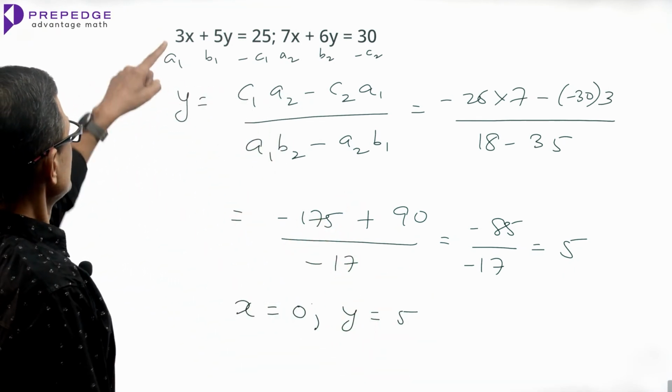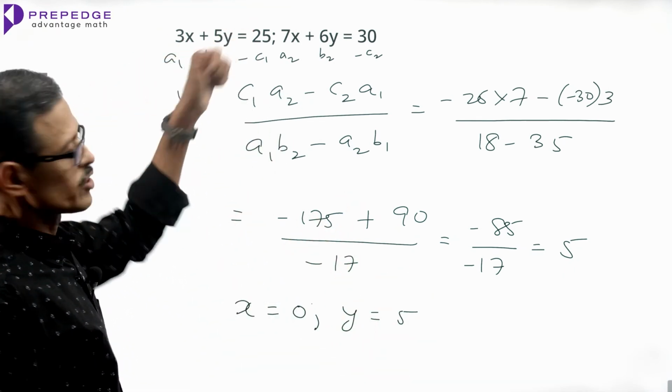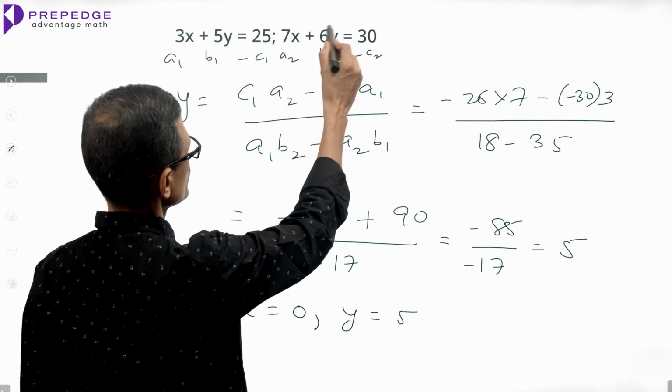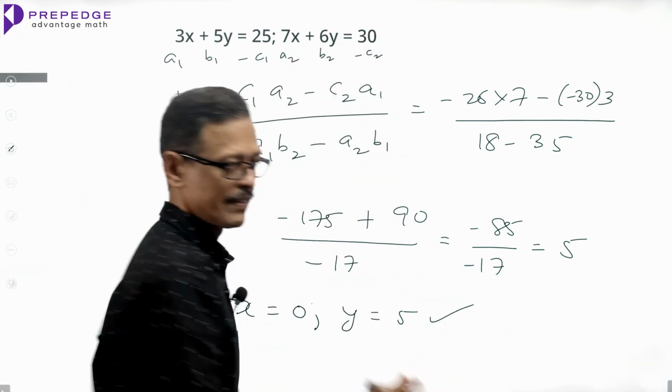Verify பண்ணி பார்த்தலாமா? x is 0, y is equal to 5. 5 into 5 is 25. x is 0, y is 5. 6 into 5 is equal to 30. So what we have done is absolutely right.